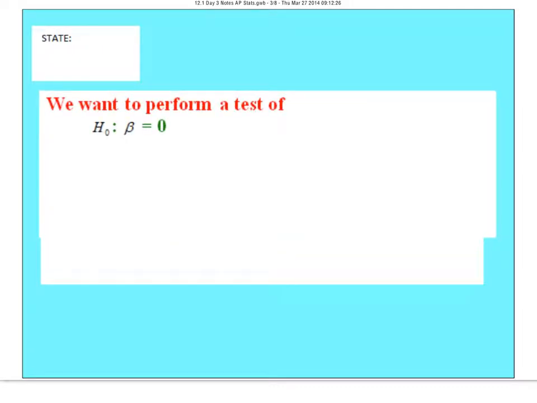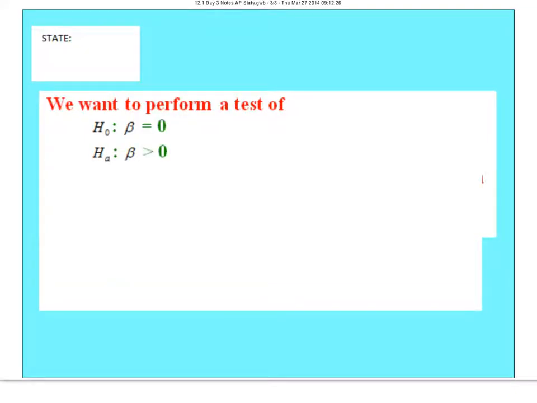Our hypothesis for the null is that beta is 0. If we say the slope is 0, it means there's no linear relationship. But she thinks if you spend more time there, you're going to give a higher tip. Therefore, we think it'll be a positive upward slope. We think the relationship between the two variables is positive and increasing. So beta is greater than 0.